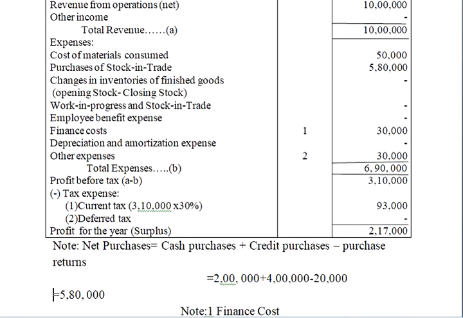Now coming here students, 10 lakhs is the overall total revenue. 10 lakhs minus 6,90,000, that is total expenses. You will be getting profit before tax. A minus B is 3,10,000, less tax expense. Which are the tax expenses here? Current tax. On 3,10,000 into 30%, you will be getting how much here? 93,000. Deferred tax is nil. So profit for the year, surplus. How much is the profit for the year surplus? You will be getting 2,17,000 as the surplus for this problem, my dear students.